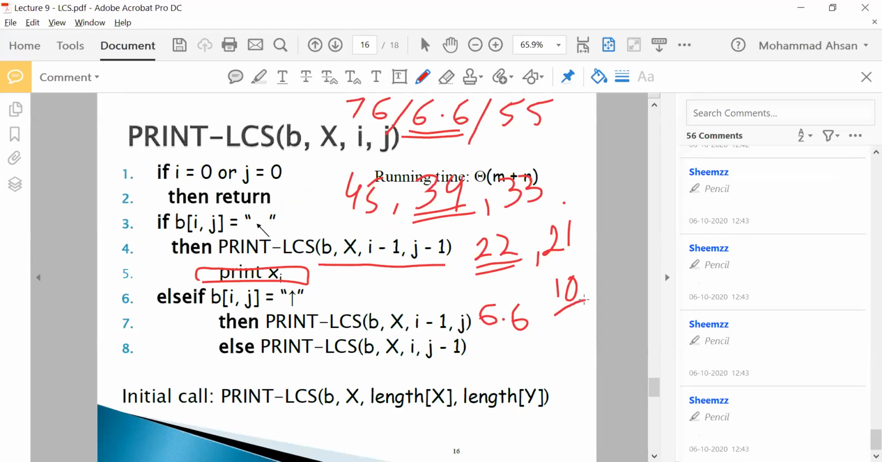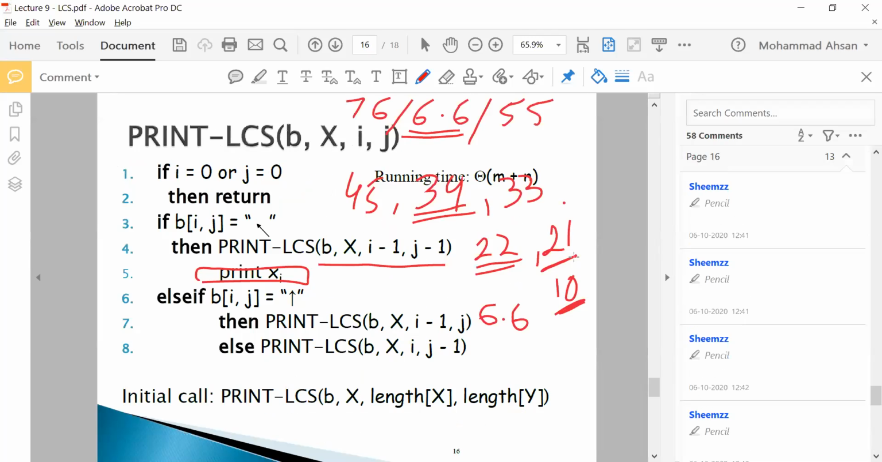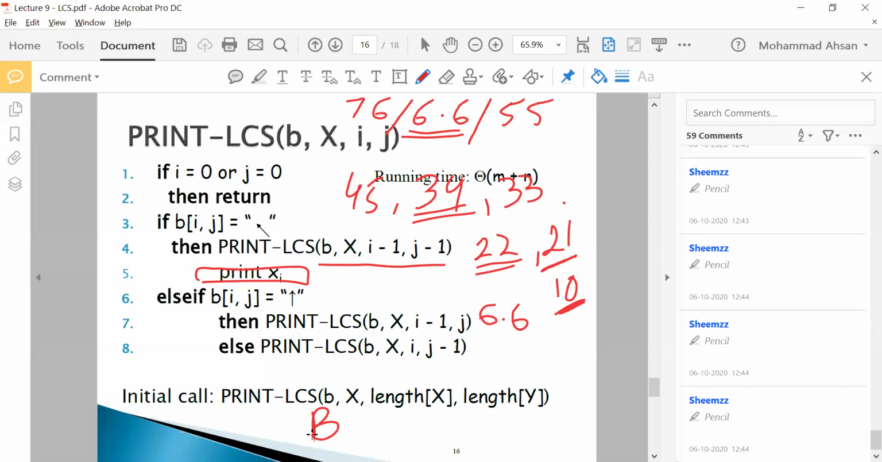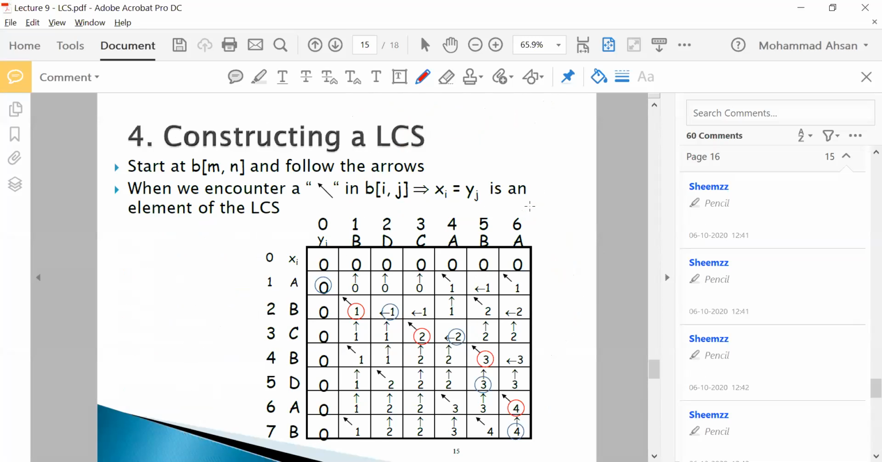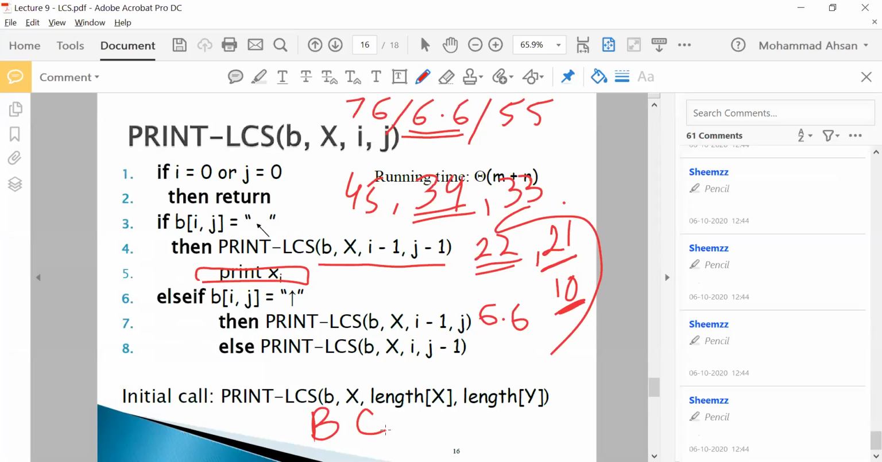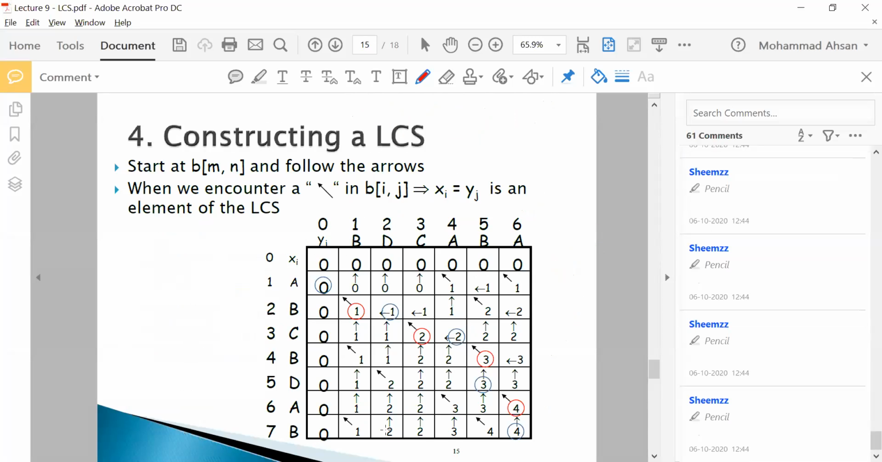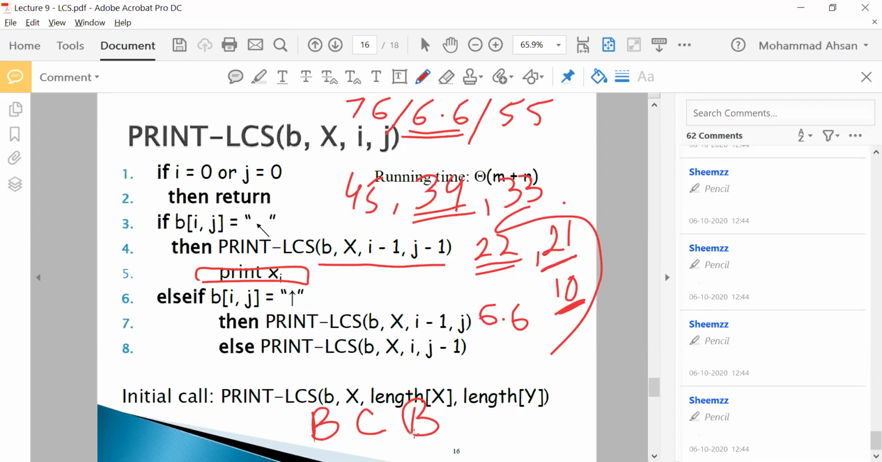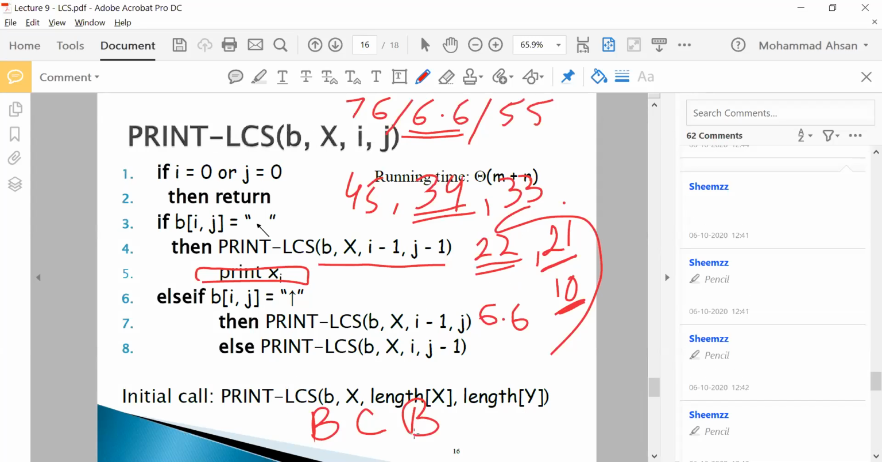So once it returns, when you reach 1, 0, when either of the two is 0, it will return to 2, 1. 2, 1 is not a diagonal value, so it returns to 2, 2. It prints x2. What is your x2? x2 is B. So I just write it down. It prints B. Then it comes down to 3, 3. I'm just returning back like this. So 3, 3 is C, then 3, 4, 3, 4, and then 4, 5. 4, 5 is actually B, and the last one is 6, 6, which is A.